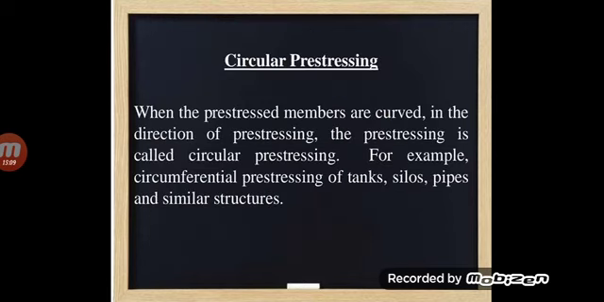See, circular pre-stressing. When the pre-stressed members are curved in the direction of pre-stressing, the pre-stressing is called circular pre-stressing. For example, circumferential pre-stressing of tanks, silos, pipes and similar structures. So the circular elements and the arch type elements will have curved pre-stressing bars, tendons or cables. Those types of pre-stress may be called circular pre-stressing.